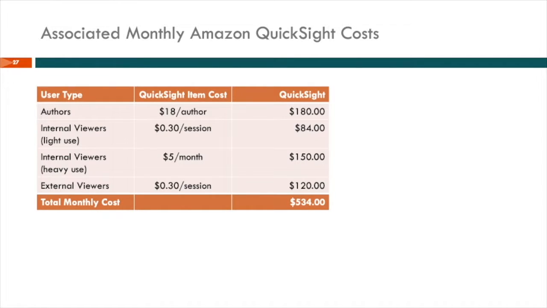So let's look at it there. For authors, we're looking at about $180 a month because now we've got about 10 of them. We're looking at about $84 a month for the light internal users and $150 for the heavy ones. Remember, we're maxing out at that $5 limit. And we're looking at about $120 for the external viewers. So we're up to about $535 a month, right?